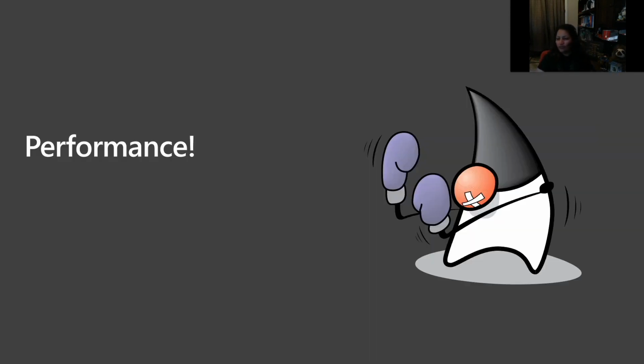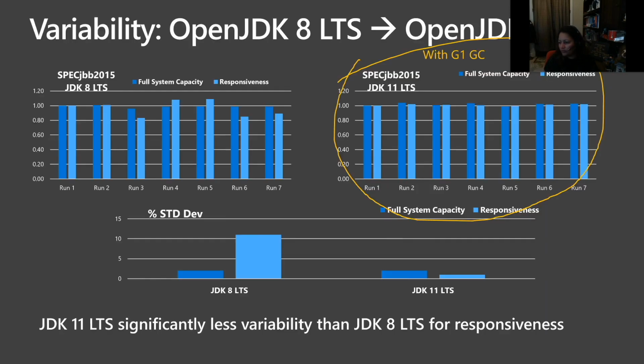Now let's look at performance. As we talk about performance, we want to not only compare LTS, but we also want to compare the newer versions as we go along. One of the benchmarks that I'm using here is called SpecJBB. First, let's look at SpecJBB with respect to JDK 8 LTS. That's your graphs on the left. And then we will compare that with JDK 11 LTS.